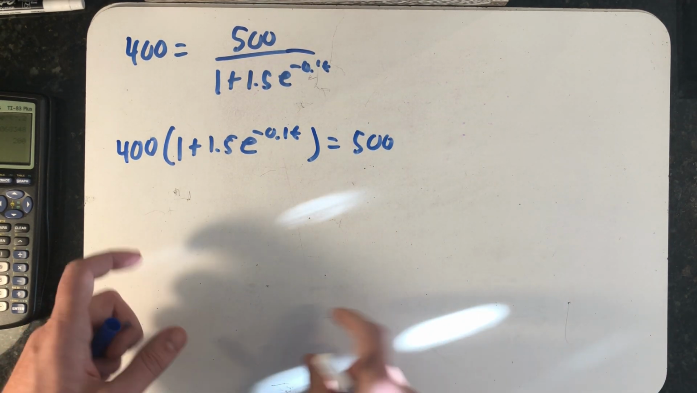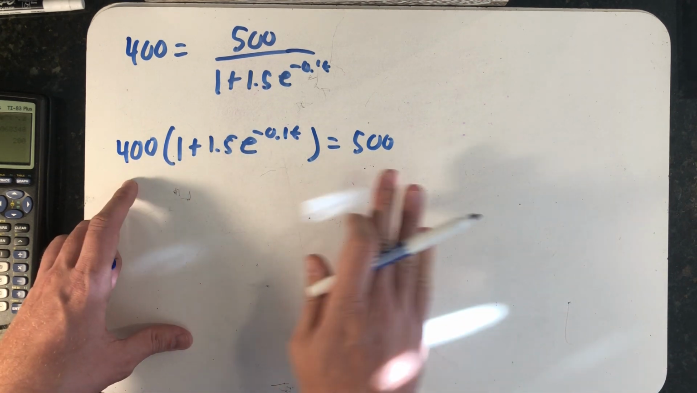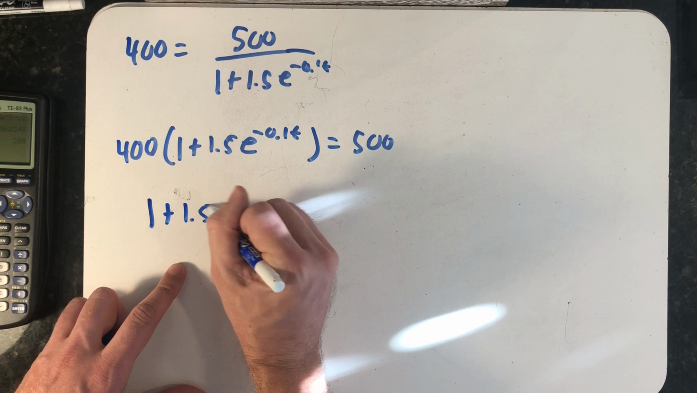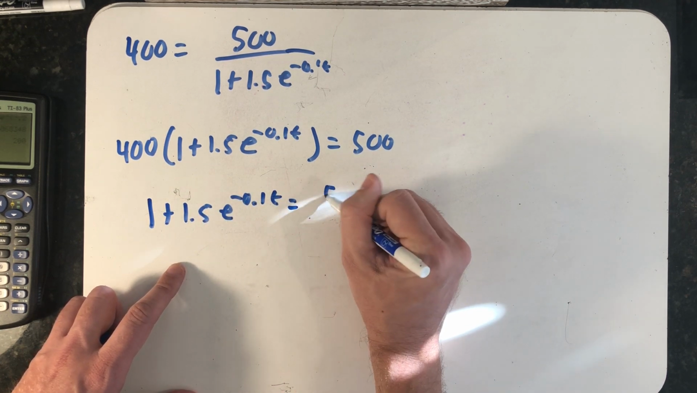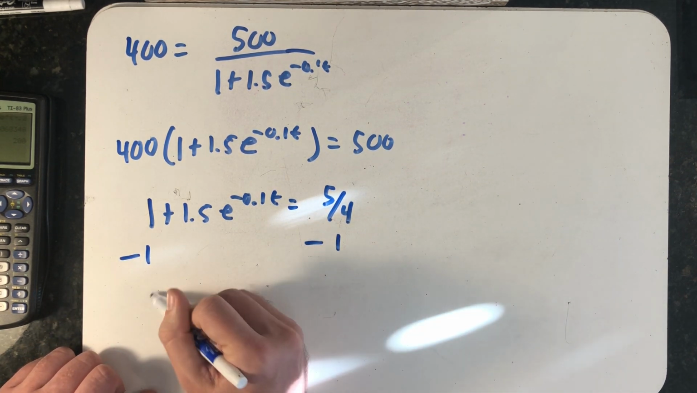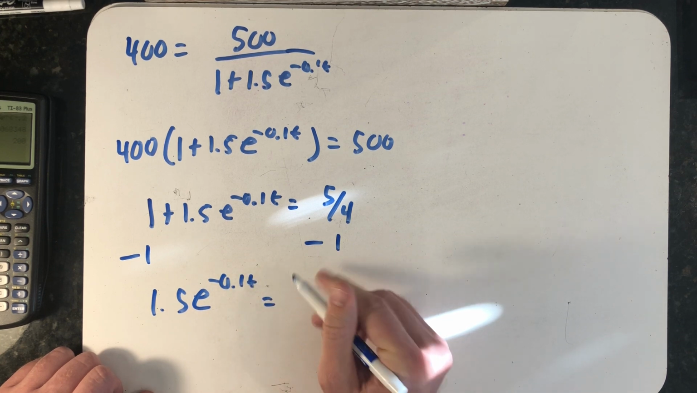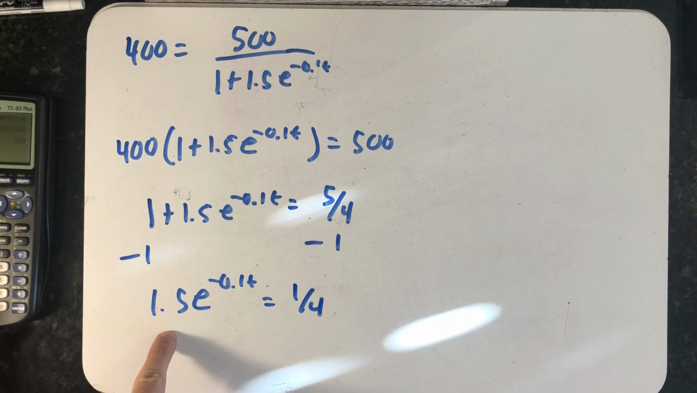And I have a choice here. I can either distribute the 400 and then solve the equation or divide both sides by 400. And it doesn't really matter which way you do it. I'm going to go on and divide by 400 and get a 5/4 on this side. Take 1 away. That'll become a 1/4. And now I need to divide that by 1.5.